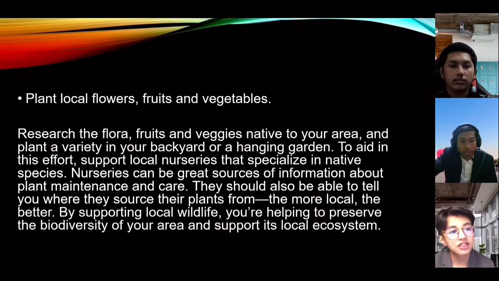Plant local flowers, fruits, and vegetables. Research the flora, fruits, and veggies native to your area, and plant a variety in your backyard or a hanging garden. To aid in this effort, support local nurseries that specialize in native species. Nurseries can be great sources of information about plant maintenance and care. They should also be able to tell you where they source their plants from. The more local, the better. By supporting local wildlife, you're helping to preserve the biodiversity of your area and support its local ecosystem.